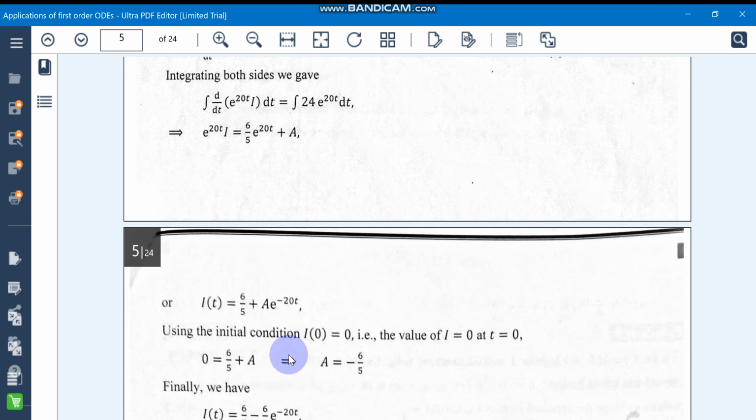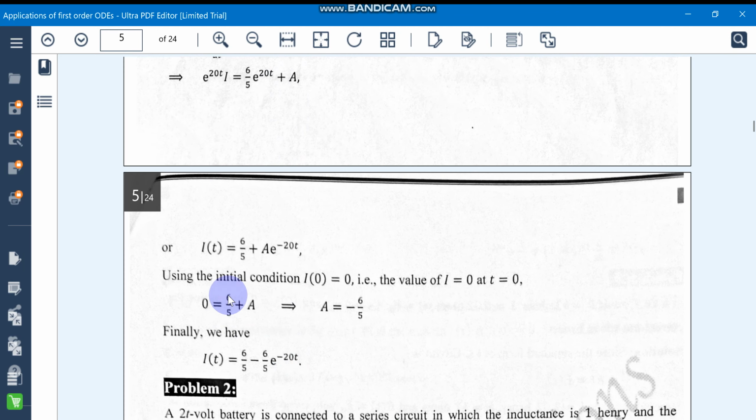To find the constant of integration we will use the initial condition, I of 0 is equal to 0. So put t equal to 0 here, and I of 0 is equal to 0. 6 over 5 plus A, and e to the power 0 will be 1, and A is equal to minus 6 over 5. Put this value of A in this equation, we get the solution, or this is actually the current. I of t is equal to 6 over 5 minus 6 over 5 e to the power minus 20t.